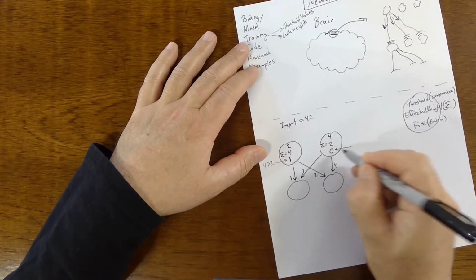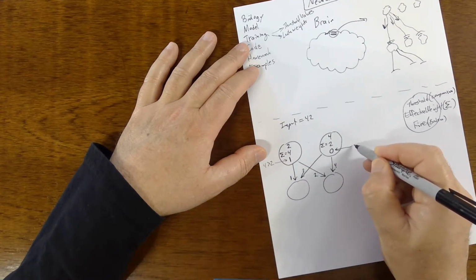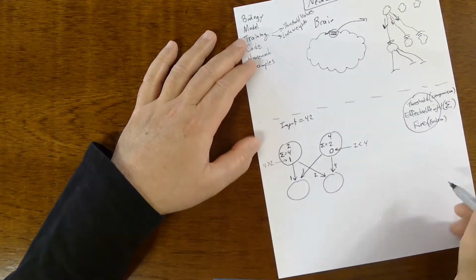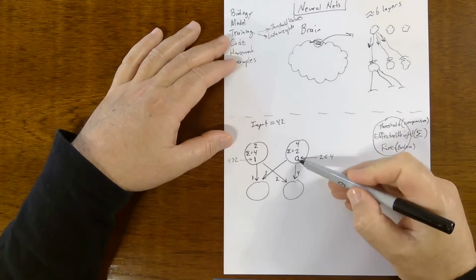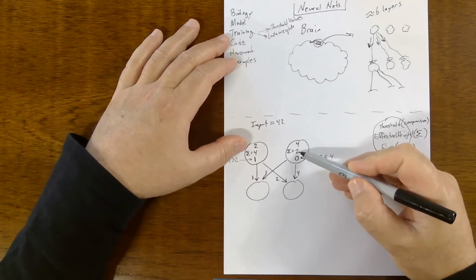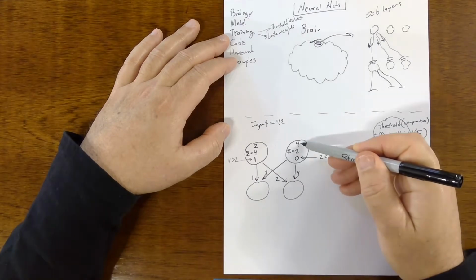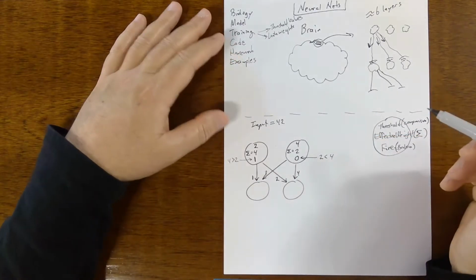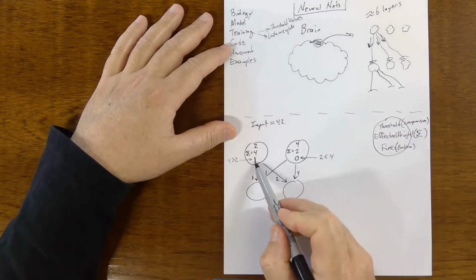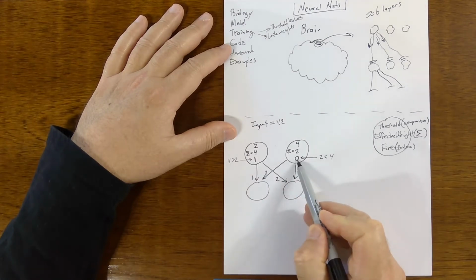This one here, 2 is less than 4. This Boolean is just a comparison of the amount of stimulation, also called the effective weight, compared to the threshold value. So this neuron is going to fire, and this neuron will not fire.